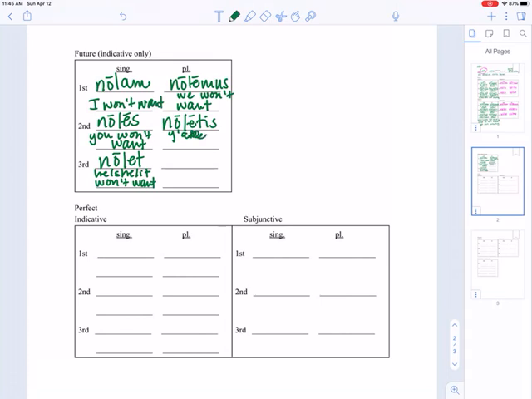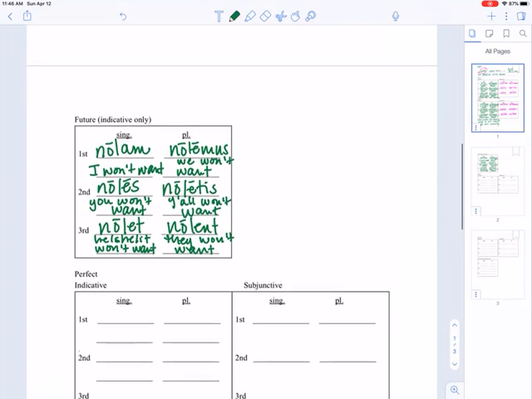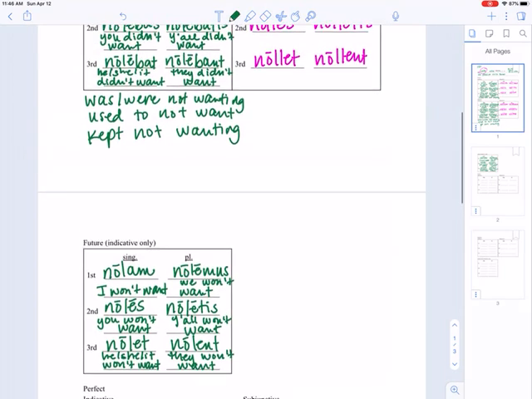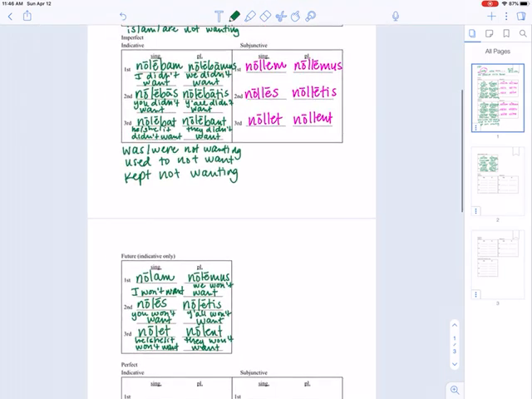For second plural, we will have nōlētis, and this is y'all. Well, let's fix that because that doesn't look nice. Y'all won't want, and then nōlent. They won't want. Okay, so there's the future forms. Again, there's no future tense, no future perfect tense in the subjunctive. Okay, but I don't think I can get them all on the same page. Almost. Oh, there we go.